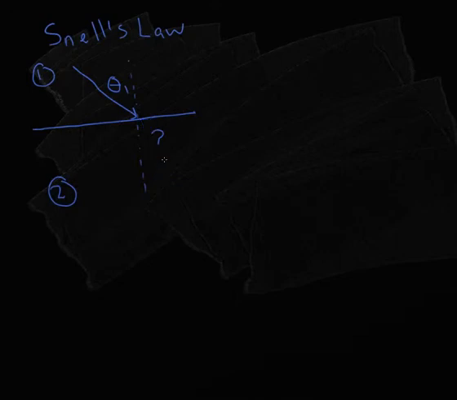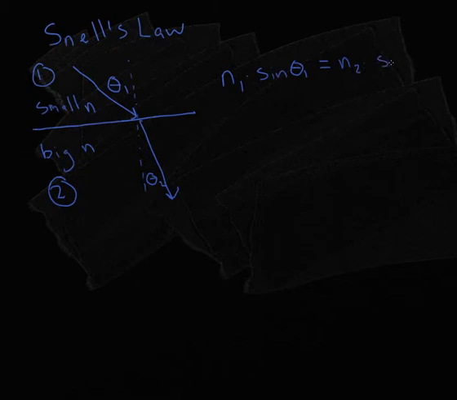So just for sake of argument, let's say it comes down here and it's closer. So that would mean that this is a big N and this is a small n. Remember that n stands for the index of refraction. So this will be theta 2. Okay, we get this right here, which is Snell's law. N1 times the sine of theta 1 equals N2 times the sine of theta 2.